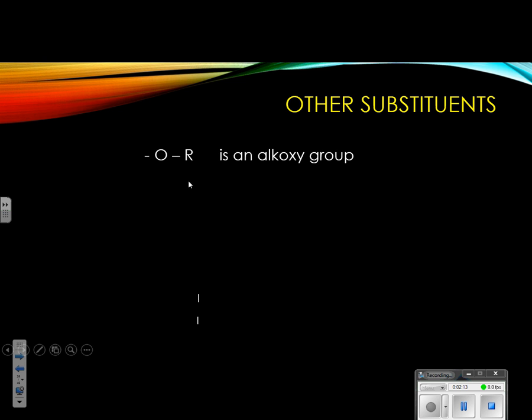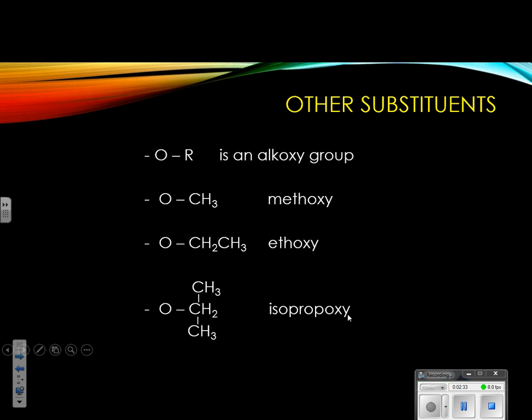Now, just like we can put methyl groups on and alcohol groups on, we can actually do an -OR, which is a carbon chain group. This is called an alkoxy group. When we have an alkoxy group, we name it like this: methoxy, ethoxy, isopropoxy. Okay, so you can name these coming off, and these are ones that you should be familiar with.